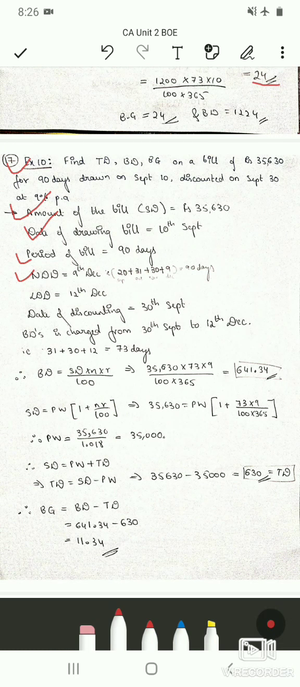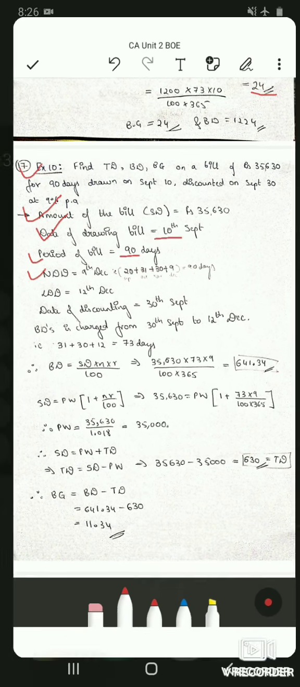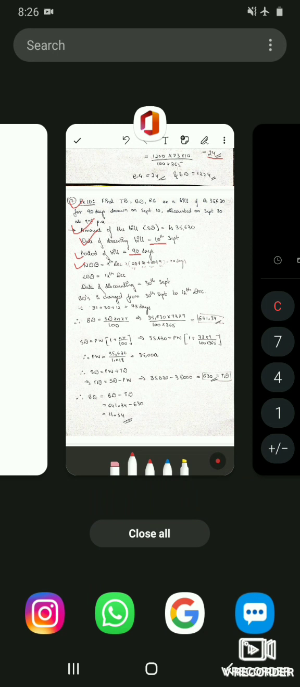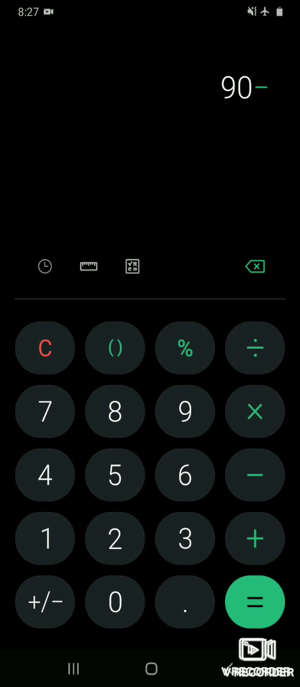So nominal due date will be on 9th December, or else convert this 90 days into months and then find out the nominal due date, or directly you can solve. In September, you have 90 days. In that, what is the date of drawing the bill? 10 September. So September has 30 days.